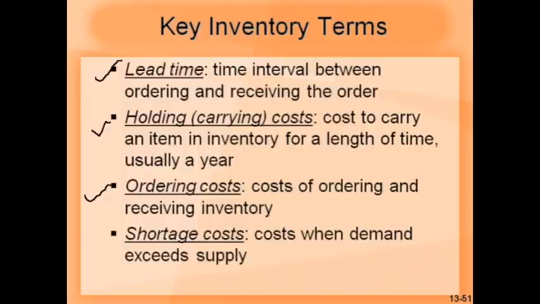Ordering cost is the cost of ordering and receiving inventory. So all the paperwork maybe which is involved. Probably it could have inspection also, like incoming inspection. So all that is part of ordering cost.